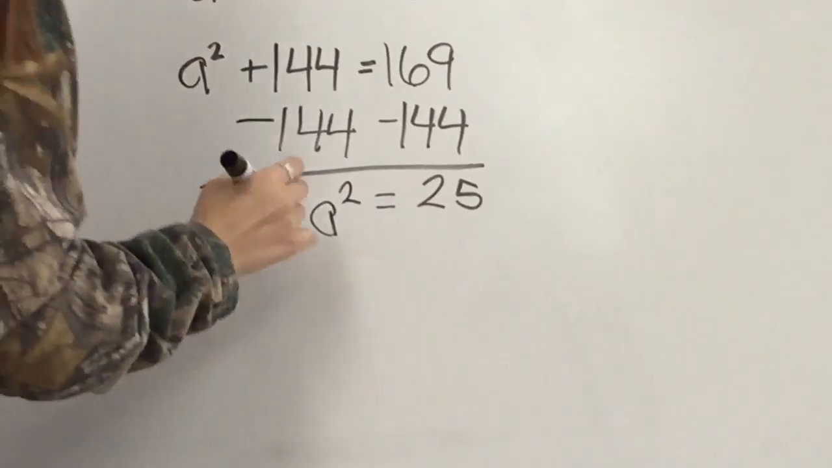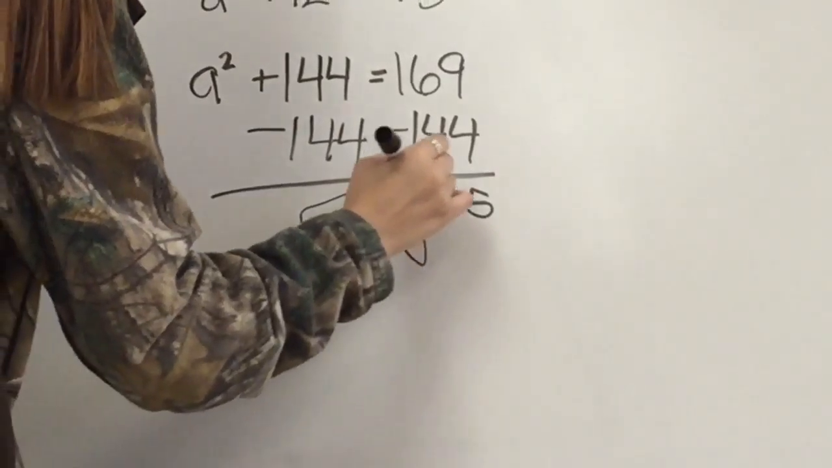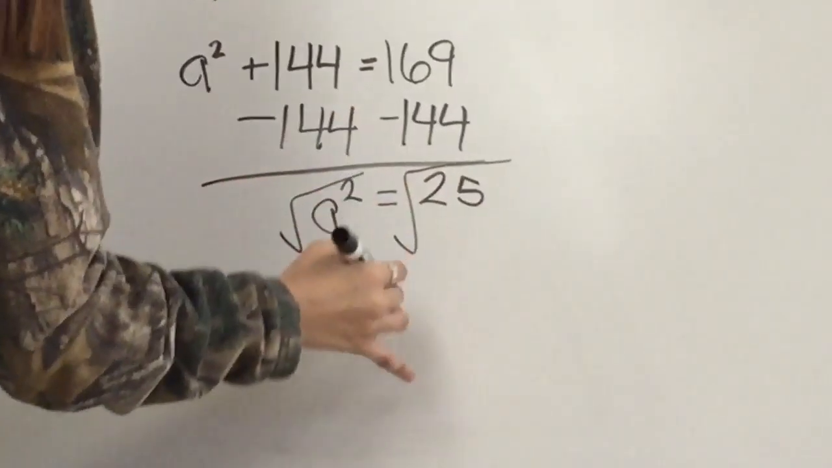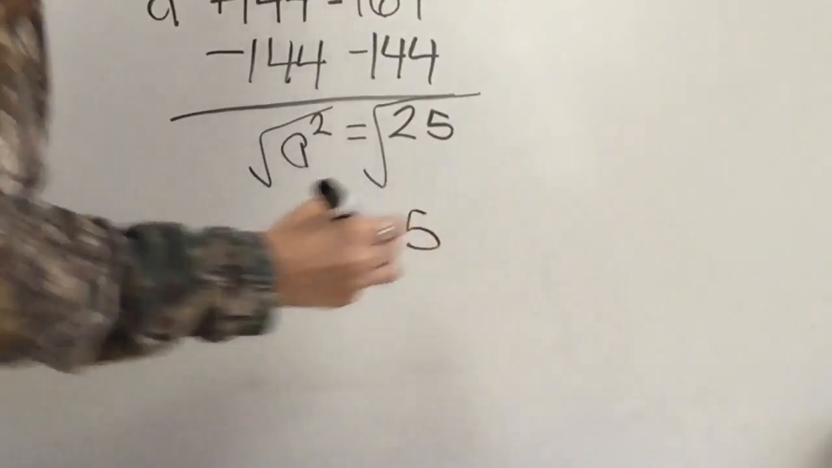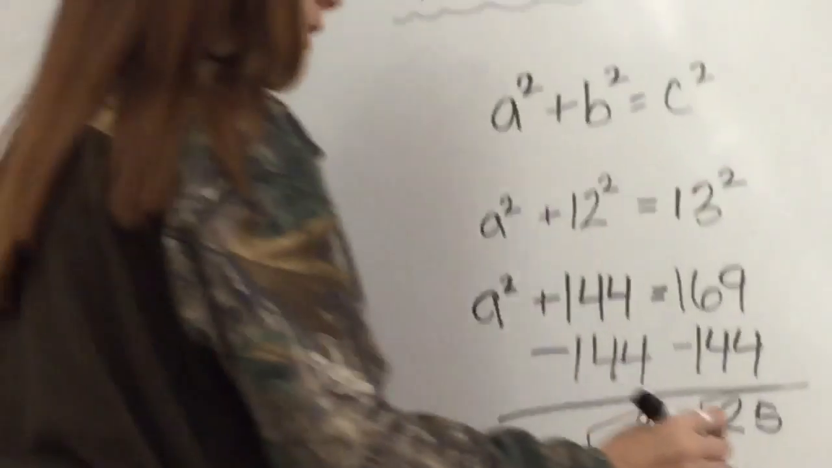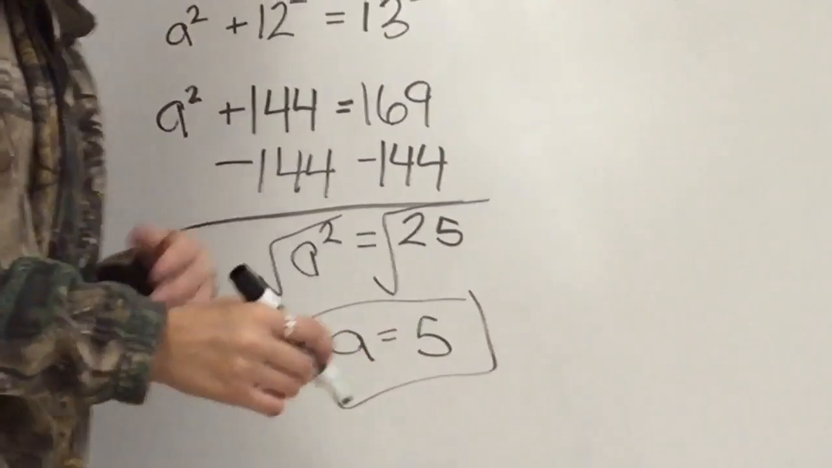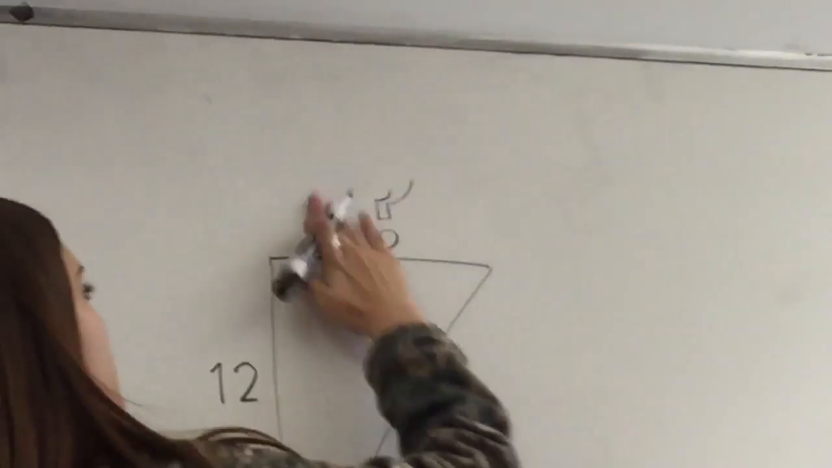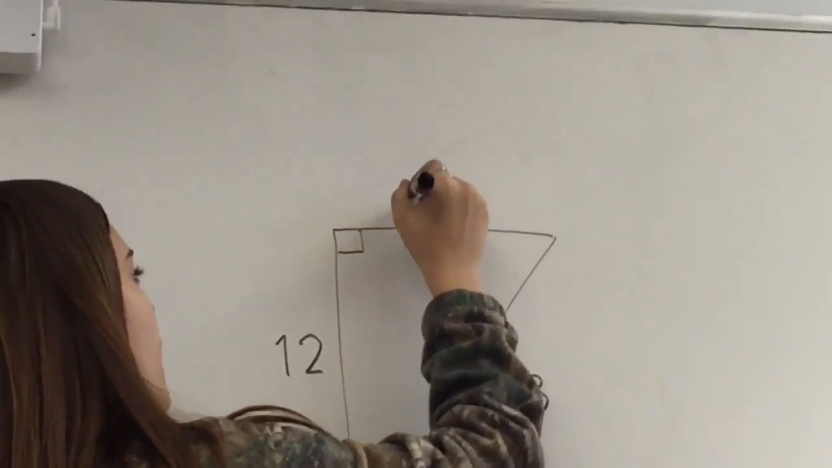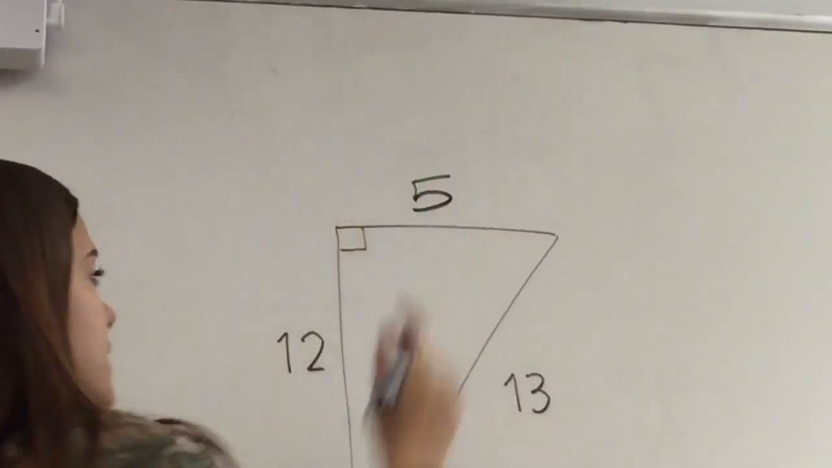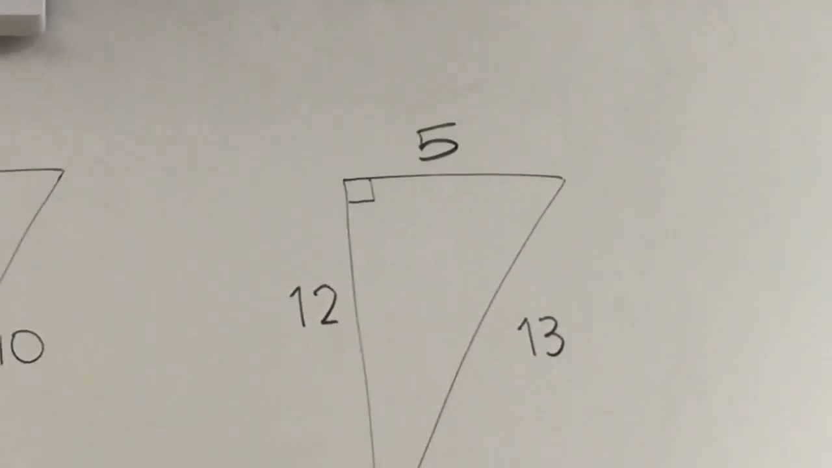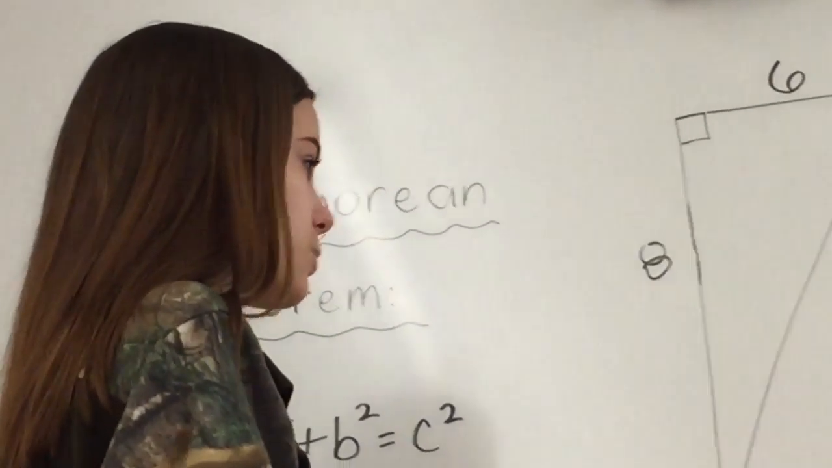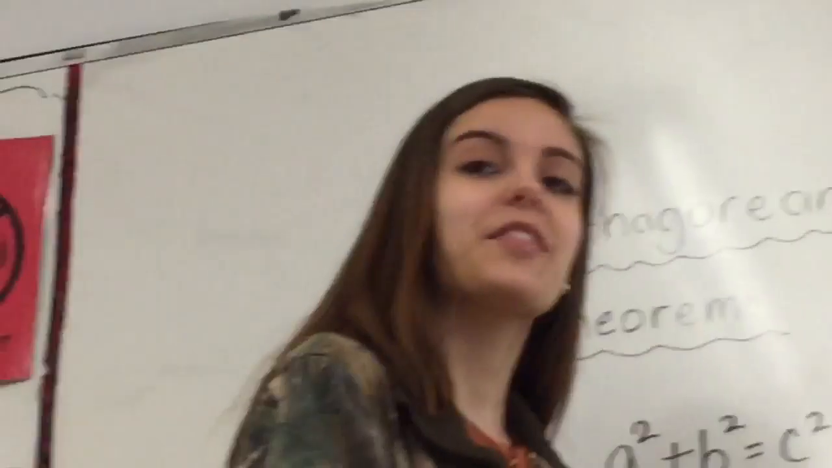So once again, we just put the square root symbol over both of them. That cancels out, and a equals 5, which is the square root of 25. So then once again, this becomes 5. And as you can see, this is an example of another triple because it works out perfectly between the three numbers and there are no decimals. So that's Pythagorean theorem.